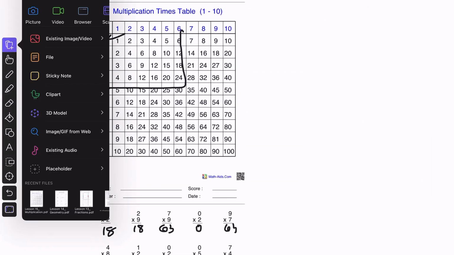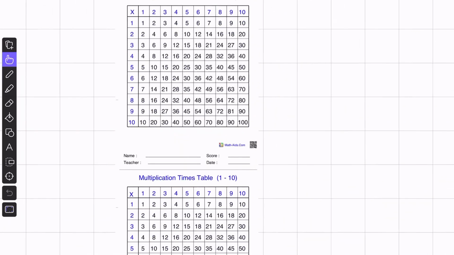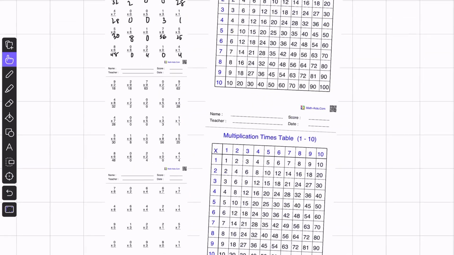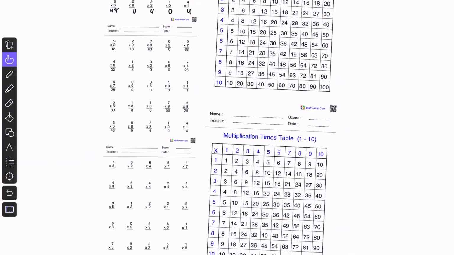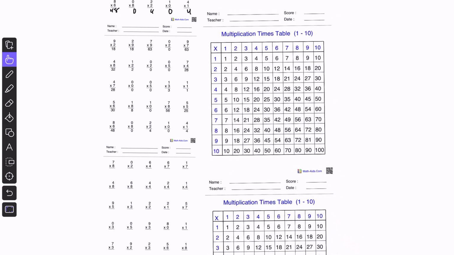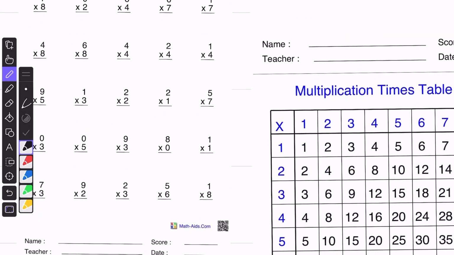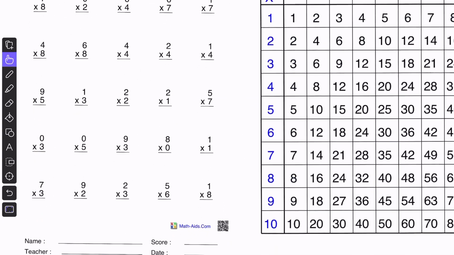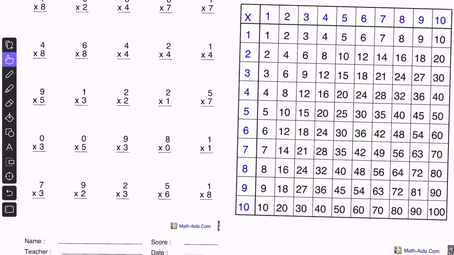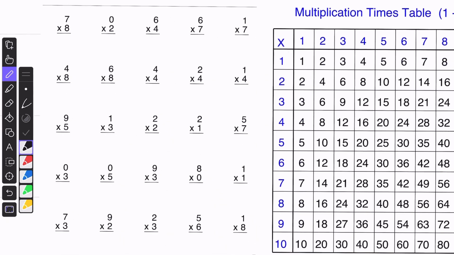How about I place another one of these over here, just so it's easier to view the multiplication table while we're doing them. There we go. Okay. Move this up a little bit. There we go. That's a lot easier. Okay, let's continue.